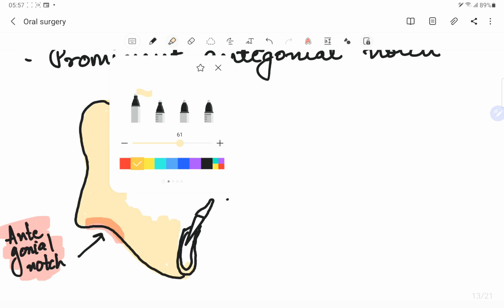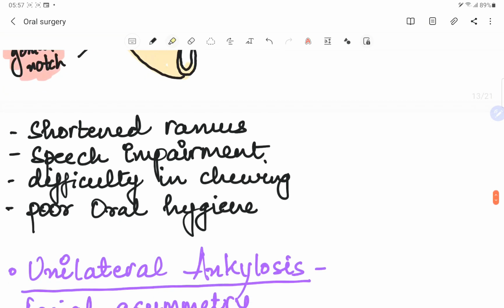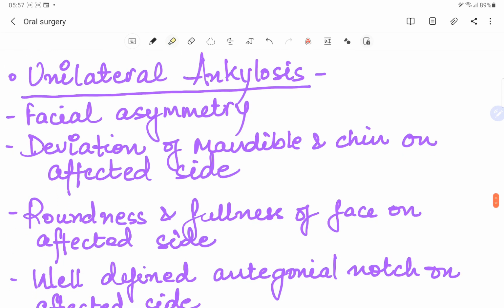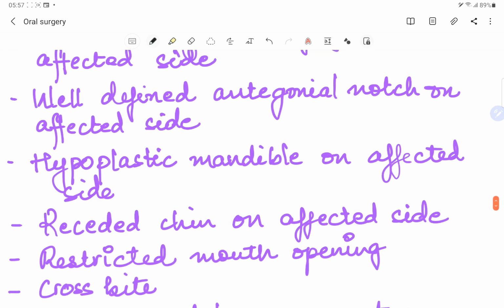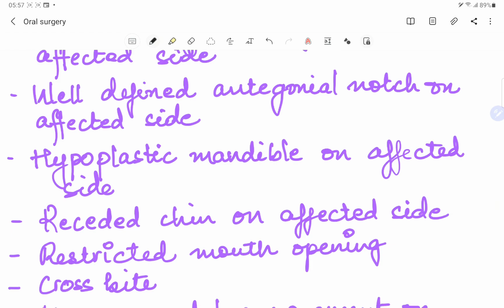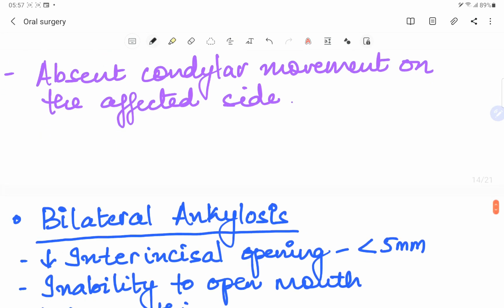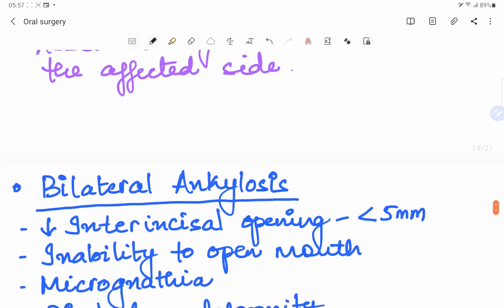In case of unilateral, we see it on the affected side. In case of bilateral, we see it on both sides. There is also shortening of the height of the ramus. So when there is ankylosis or true union of the bone on one side, on that side the ramal height is less, the other side it is normal. So the facial symmetry is lost. We also see deviation of the chin and the mandible to the affected side, which is a very important point. Roundness and fullness of the face on the affected side, well defined antigonial notch on the affected side, hypoplastic mandible on the affected side, receded chin on the affected side, restricted mouth opening, cross bite, and the condylar movement is absent on the affected side in case of unilateral.